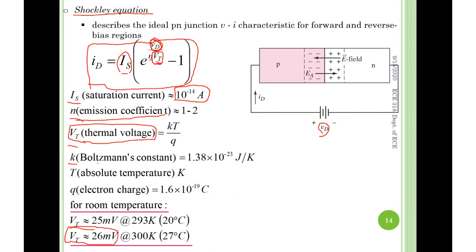Lowercase k is the Boltzmann constant. It's a constant. Generally speaking, I don't encourage students to memorize anything. An engineer's job is not remembering things, it's understanding things. So this is the mathematical model.